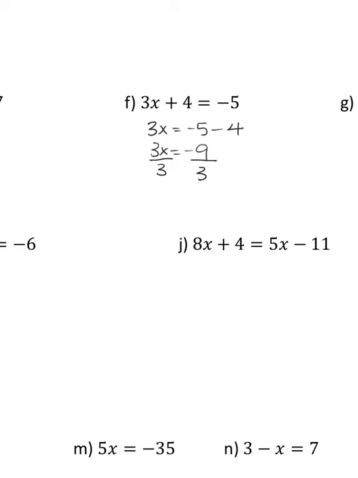So then my 3's cancel out on my left-hand side. That leaves me with x. And negative 9 divided by positive 3 is negative 3. So now I have my solution there.